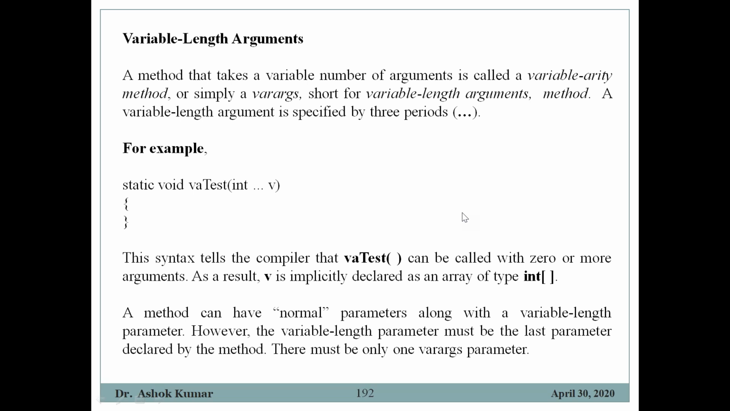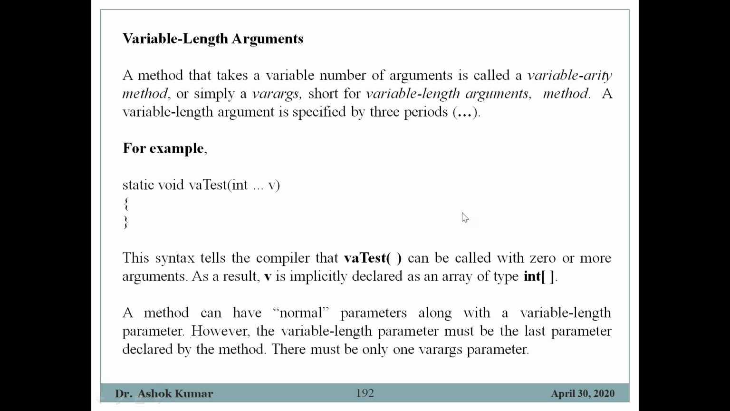So, variable length arguments, this is the next topic that we are going to discuss. In the methods that we discussed till now, we used a fixed number of parameters. If you have defined a method in a class with 2 parameters, then that method can be called with exactly 2 values or 2 parameters.